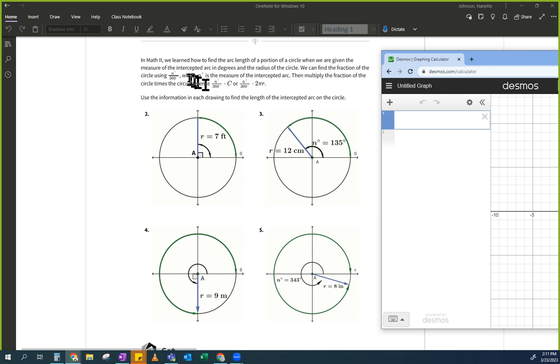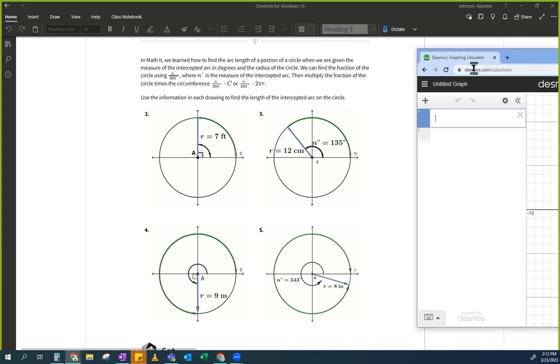And so we can find the fraction of the circle using n over 360. You're really just using proportional reasoning. What fraction of the circle is this? And then you multiply it by your circumference. That's what these formulas are. So we're going to write our formula, which is n over 360 degrees times 2 pi r.